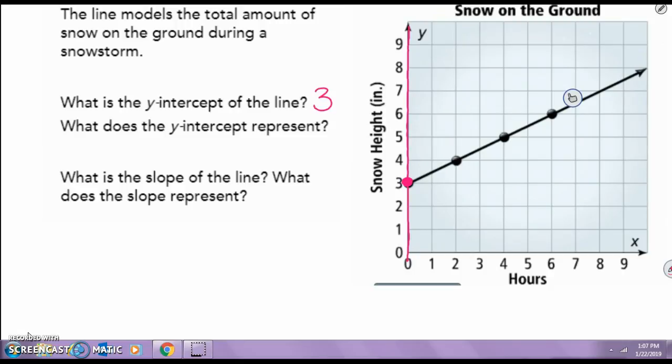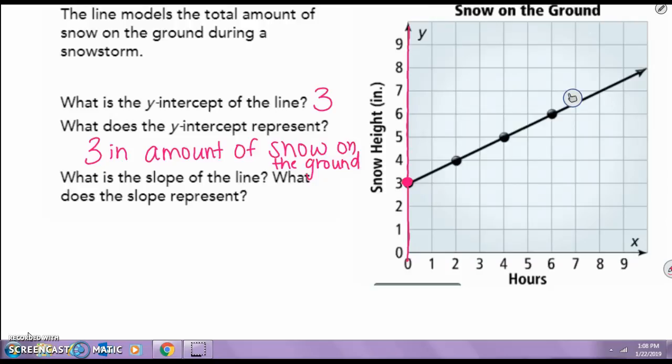What does the y-intercept represent? If we look, our 3 represents the snow height before more snow started to accumulate on the ground. So 3 inches represents the amount of snow that was on the ground before the snow started to accumulate more each hour.